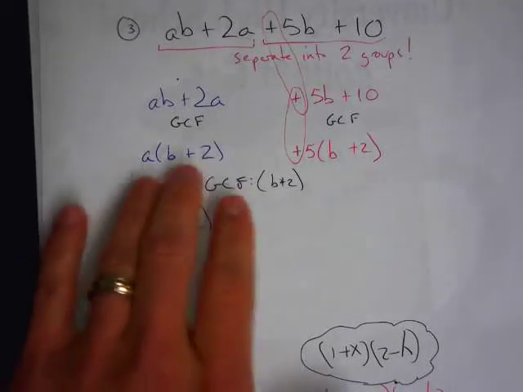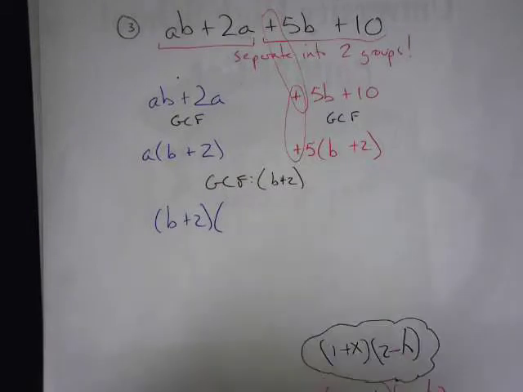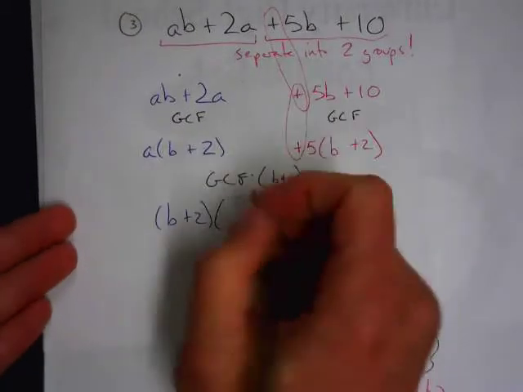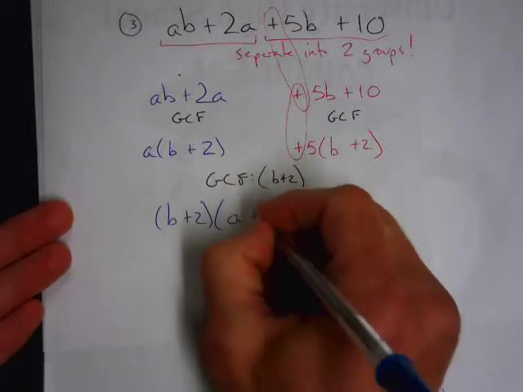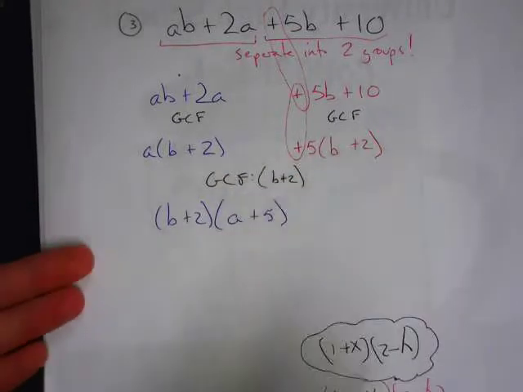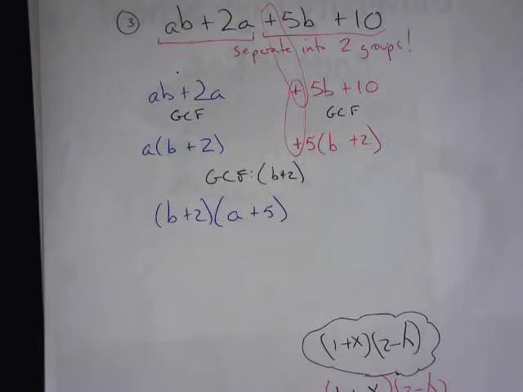So if we divide out b plus 2 from here and then divide out b plus 2 from here, hopefully you see what will be left. If we divide out b plus 2, we'll be left with a and then plus 5. And that is factoring by grouping.